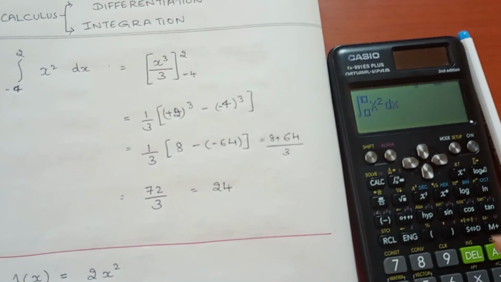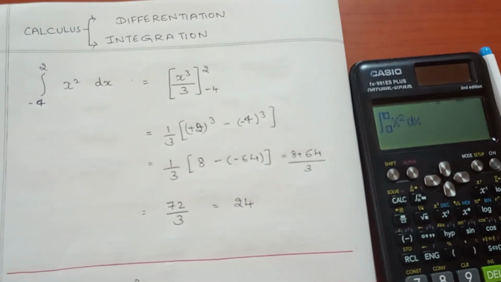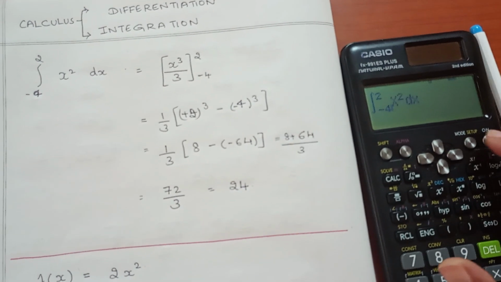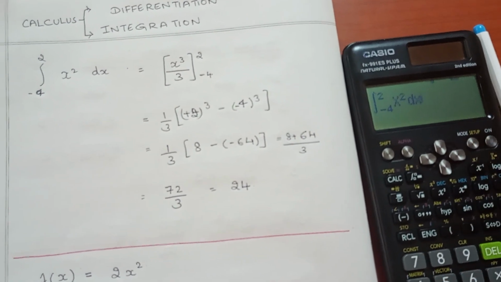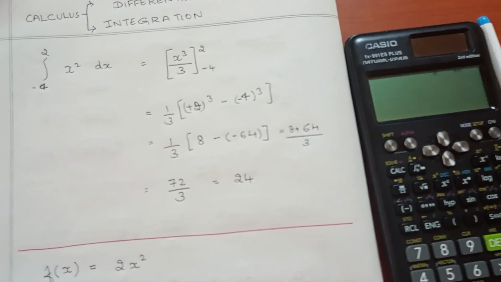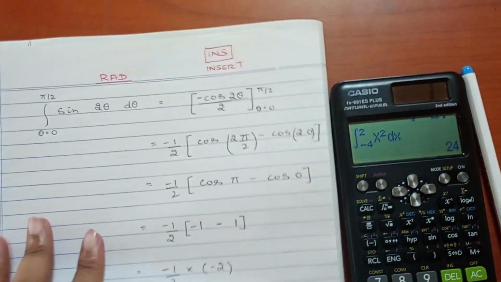It is a matter of time that you will get a hang of it: what you press, where it will go. Type 2, then down arrow minus 4. Then you need not go here again. You can directly press equal to, or you can just keep using these arrows. So the answer is 24. We have got that. Similarly, we can also do it for trigonometric equations.